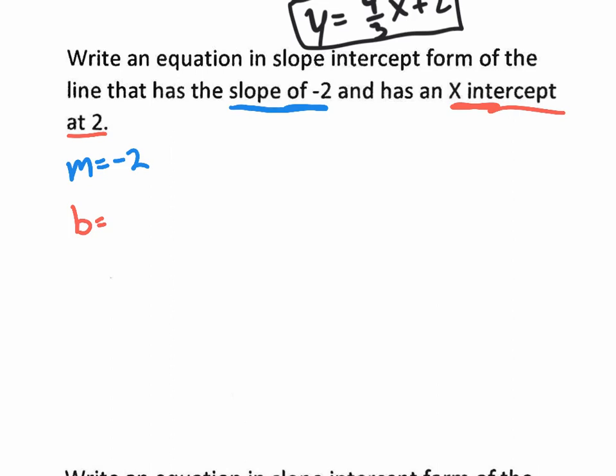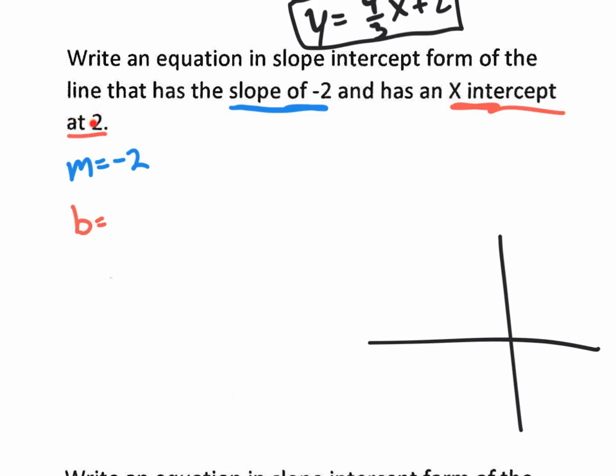So what does that mean? On a graph, we need to visualize this. We know that our line has a slope of -2. From left to right, it's going to go down 2 over 1, down 2 over 1, down 2 over 1. But besides that, we know that this line is going to cross the x-axis at the location of 2.